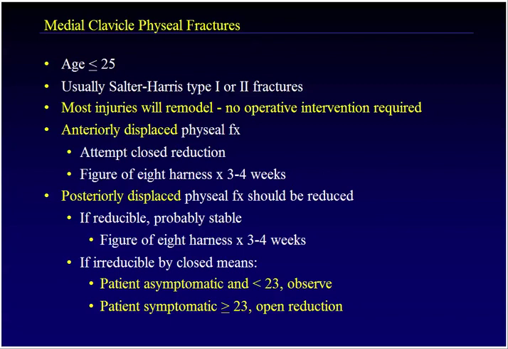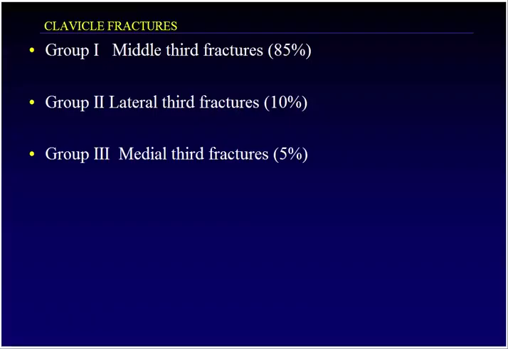An anterior displaced physeal fracture, you can attempt a closed reduction to push the end of the clavicle back into its reduced position and use a figure-8 harness. Posteriorly displaced, you want to try to reduce those. If it's reducible, then it's probably going to be stable. Again, you can use a figure-8 harness. If it's irreducible, then age becomes an important factor. If the patient is less than 23, and again, you think that they have a physeal injury, then you would want to observe. If the patient is symptomatic and they're older than 23, then you would consider doing an open reduction in that situation. Now, moving on to clavicle fractures.